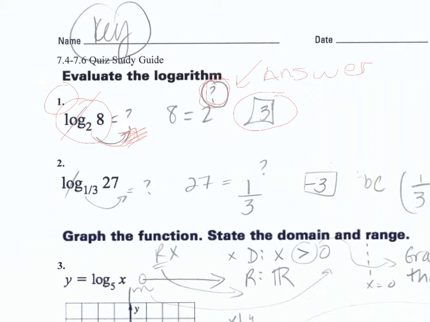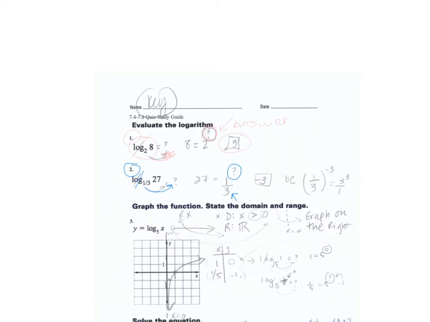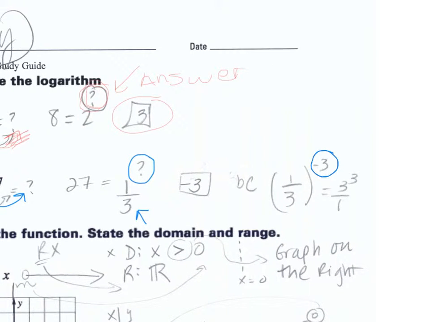3 is our answer. Second one, so we get rid of log. We say 27 is equal to 1/3 to what power? Okay, when you have a fraction, think of a negative power. So 1/3 to what power is 27? Well, it's -3. -3 is our answer. Because 1/3 to the -3rd, we flip 1/3 to 3 over 1, and then the exponent becomes positive, and 3 to the 3rd is 27. So the answer again is -3.